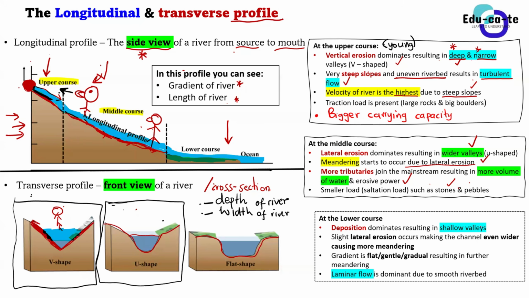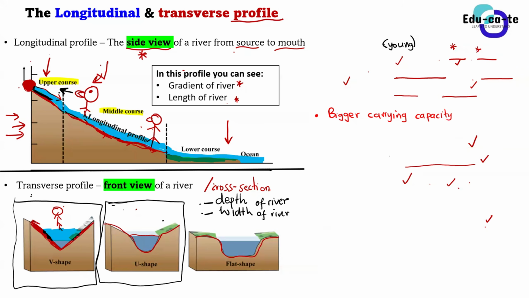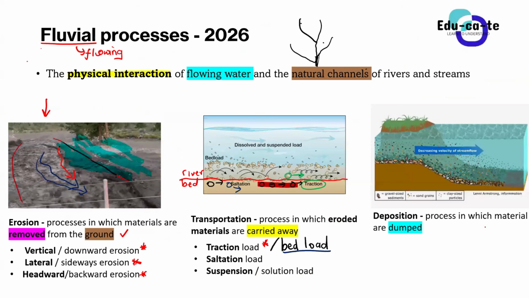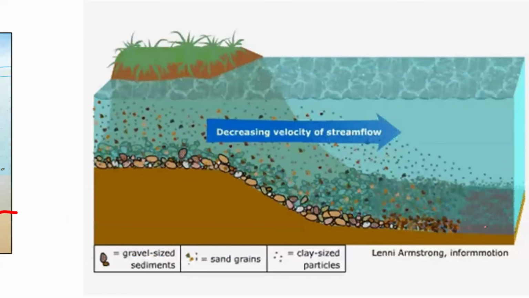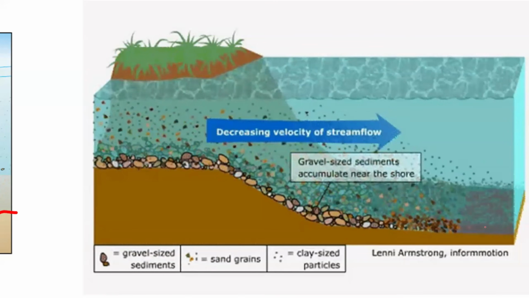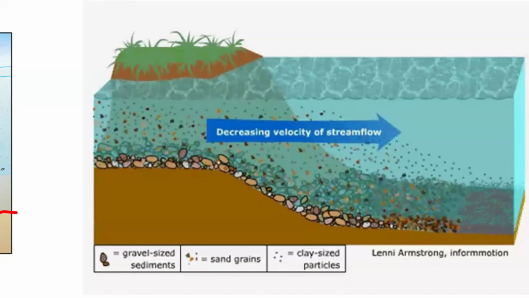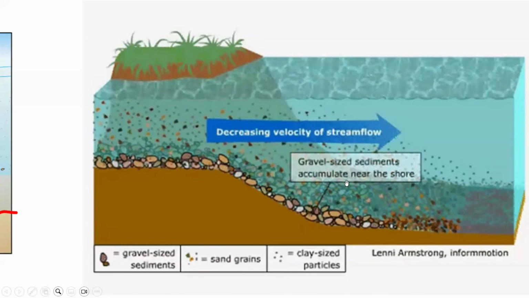So basically, the river starts to deposit. The river starts to do what? To deposit its material. Remember, guys, deposition simply means that the material being carried by the river starts being dumped. So the siltation load and the traction load that is being moved by the river will start being dumped and dumped and dumped.